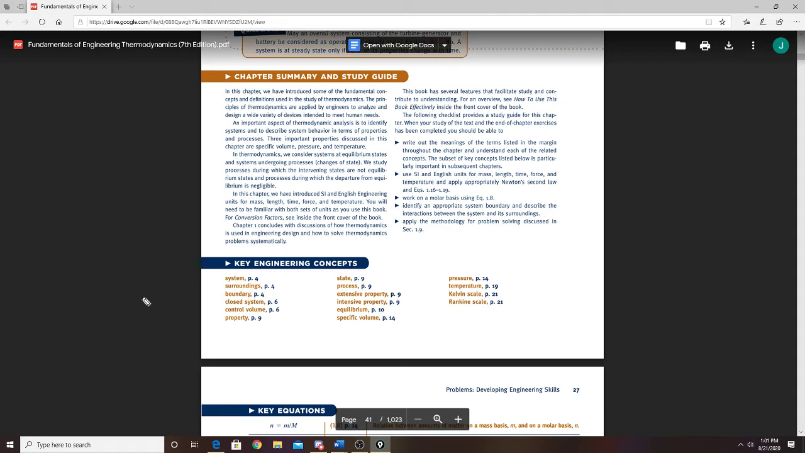So you draw a boundary, which is the next thing. A boundary is outside of the system, right? It's the thing that separates the system from the surroundings. And the surroundings is everything not in the system.